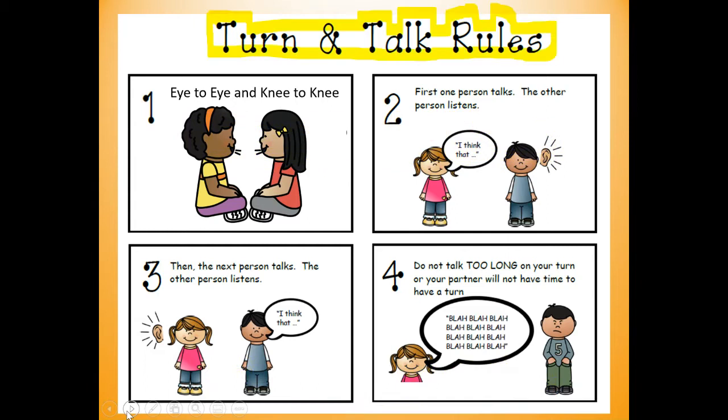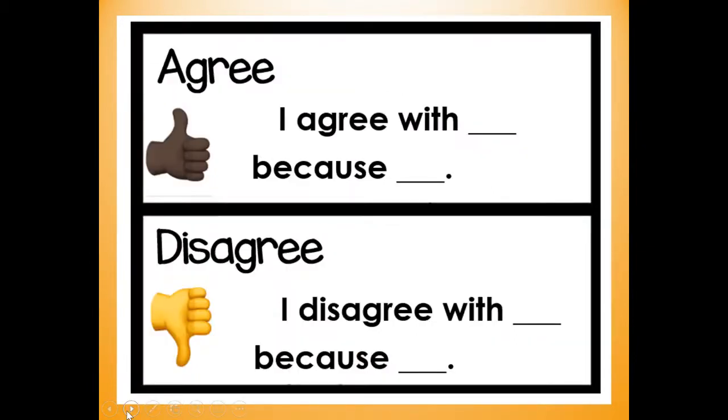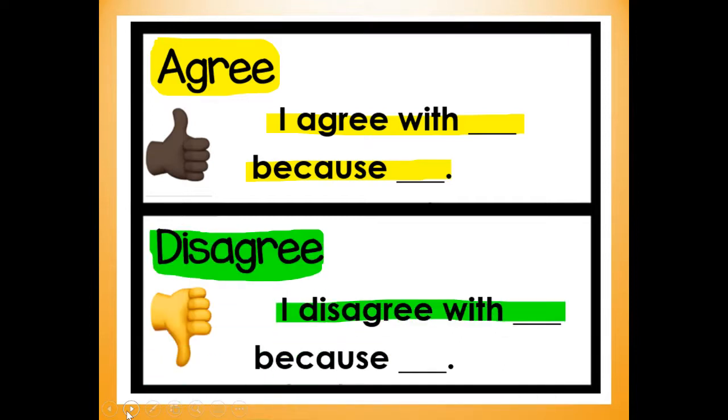All right, let's go over our turn and talk rules. If you have a partner at home, you're eye to eye and knee to knee. You face the speaker. First, one person talks, the other person listens. Then the next person talks, the other person listens. Do not talk too long on your turn, or your partner will not have time to have a turn. You may agree with me, and you can say, I agree with you, Mrs. Pearson, because, and tell me why. Or I disagree. I disagree with you because, and tell me why.